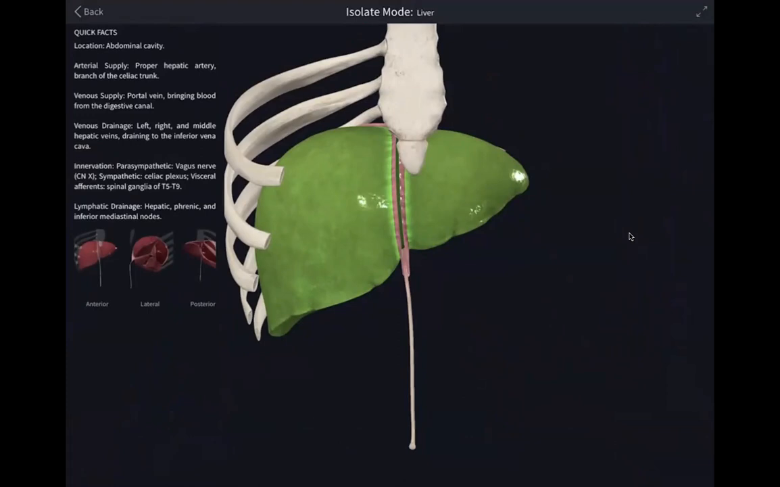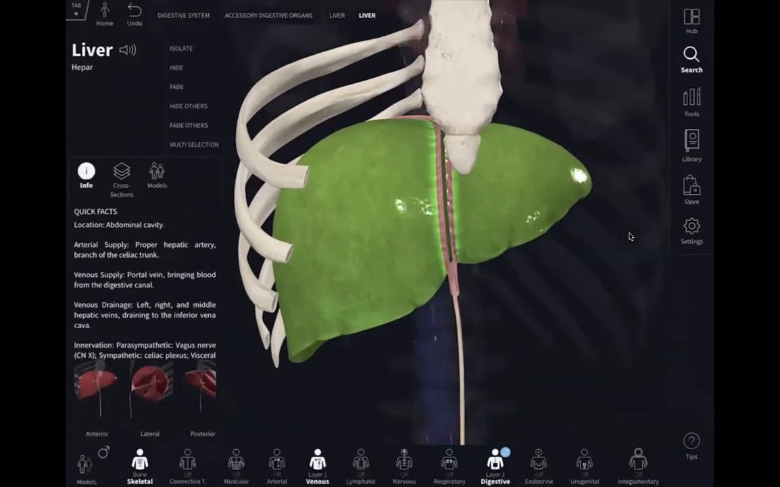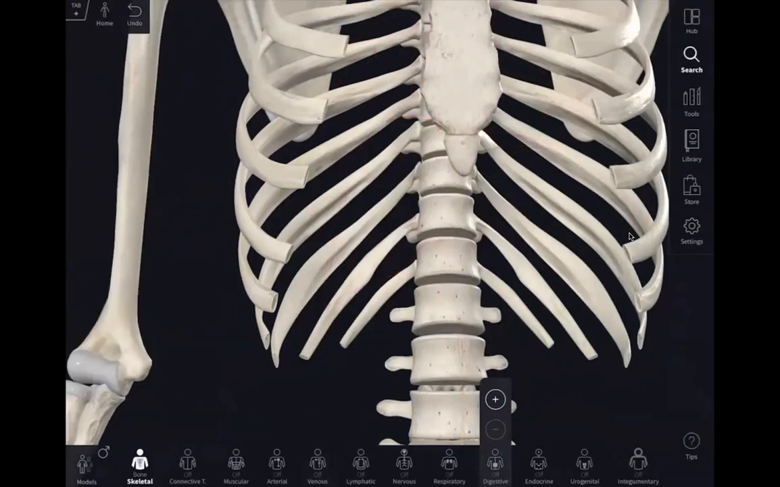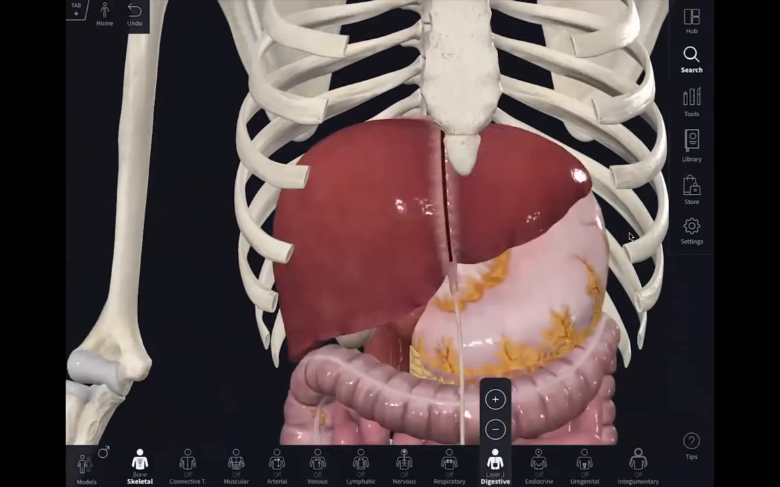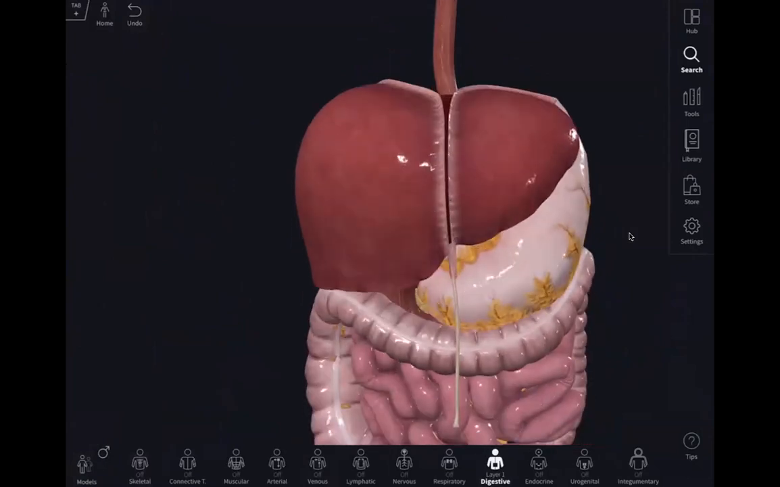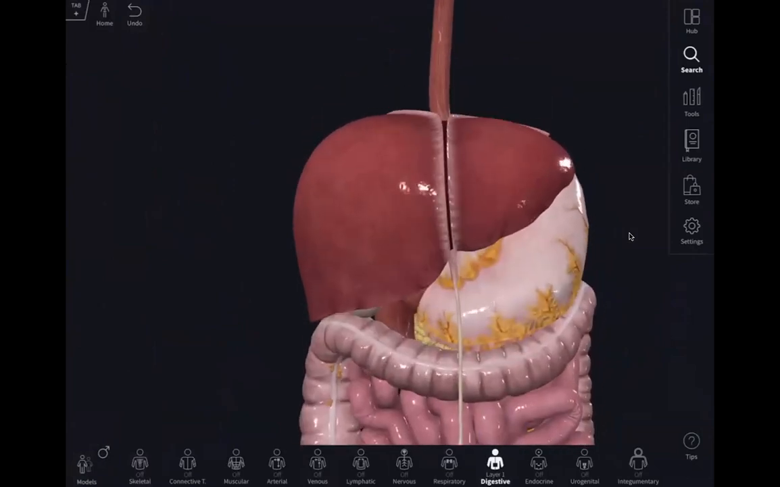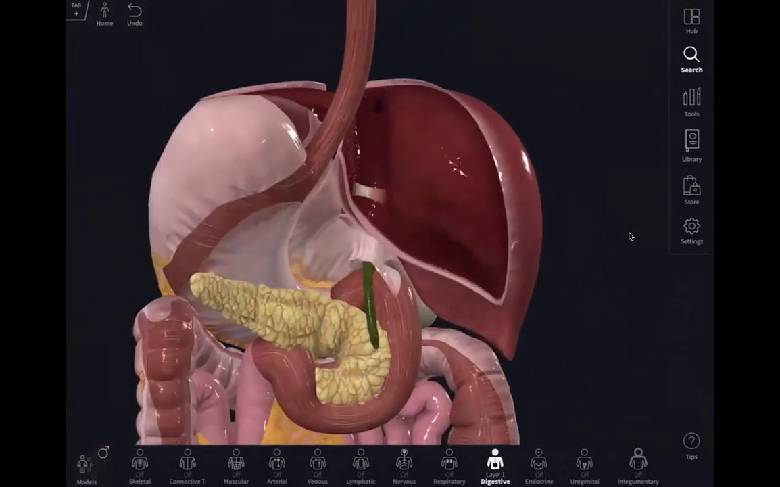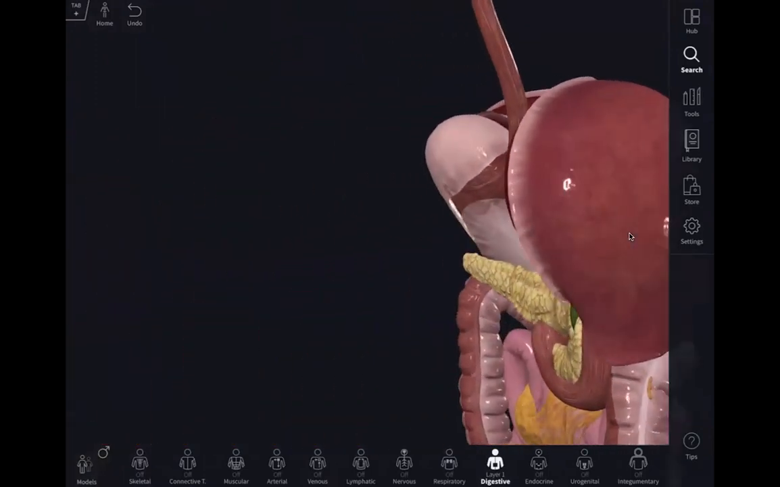So as you can see, this is the liver. This is the liver. Now, this is the anterior aspect, and this is our posterior aspect. Correct? This is the posterior aspect.